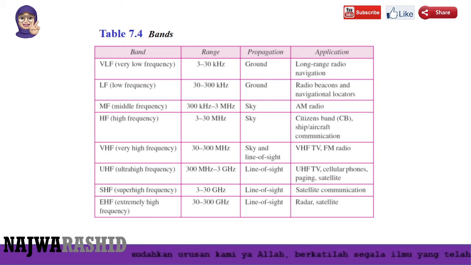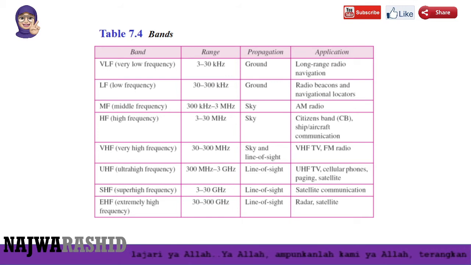Okay, the next one we have VHF, very high frequency, from 30 until 300 megahertz. It uses sky and line of sight propagation. We have VHF TV and FM radio, frequency modulation radio. The next one, we have UHF, ultra high frequency, 300 megahertz until 3 gigahertz. It uses line of sight propagation, usually for cellular phones, paging, and satellite communication. The next one, we have SHF, super high frequency, from 3 until 30 gigahertz. It uses line of sight propagation and is used for satellite communication.